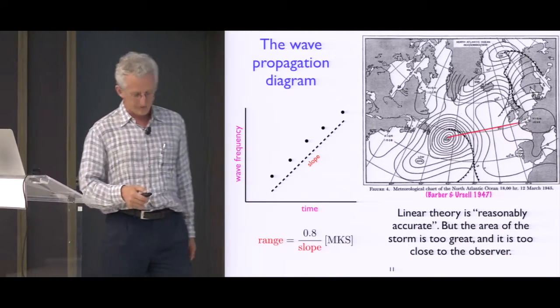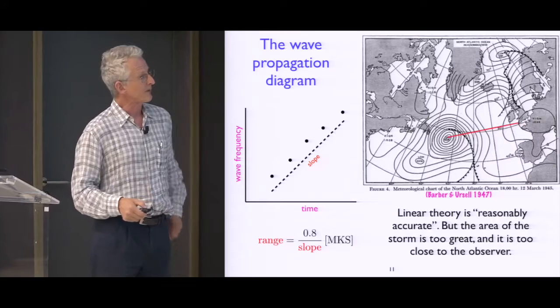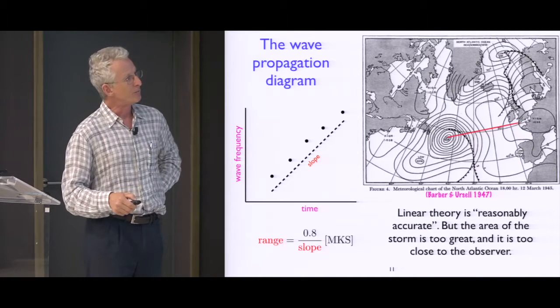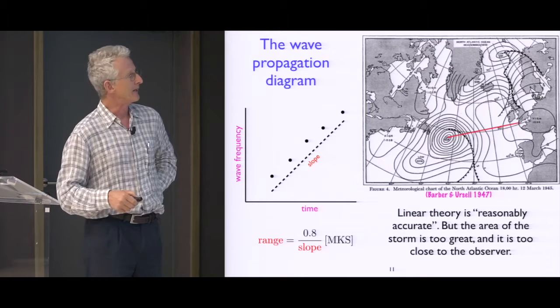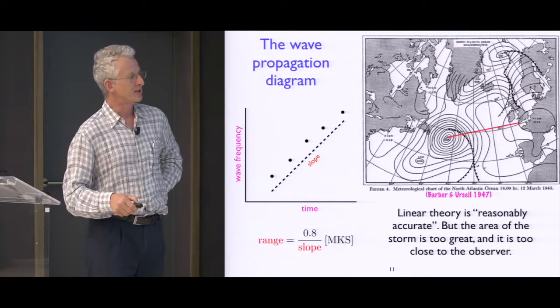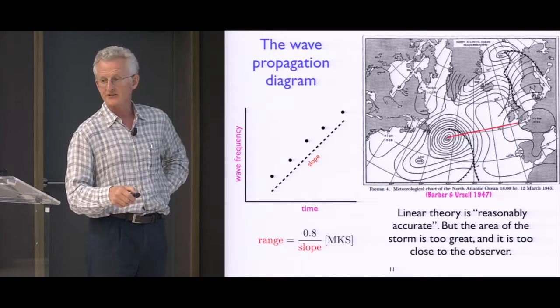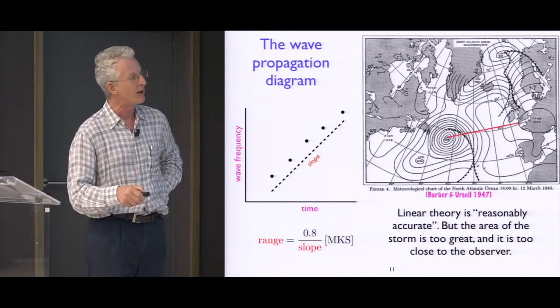So here is an example of the application of the formula. This is a meteorological chart from March 1945. The British had a wave observatory here in Cornwall at the tip of Britain. And as Ursell and Barber said, the linear theory is reasonably accurate. That is, they did in fact see a linear change in frequency with time.